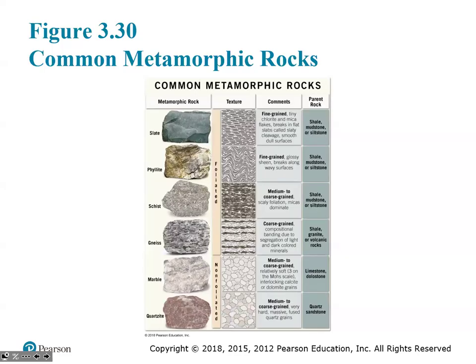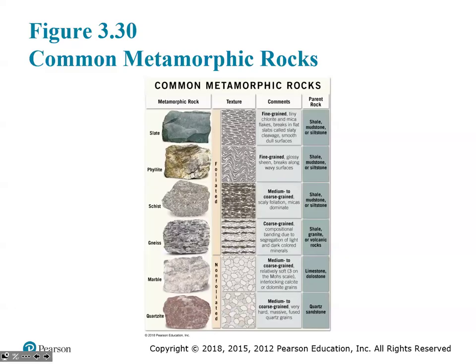Schist, even more metamorphosed than the phyllite. Schist is medium to coarse grained. It has a scaly foliation, as mica is dominant. Again, it can form from shale, mudstone, or siltstone, or from slate or phyllite. Gneiss is coarse grained. It has banding due to the segregation of light and dark colored minerals. It forms from shale, granite, or volcanic rocks.